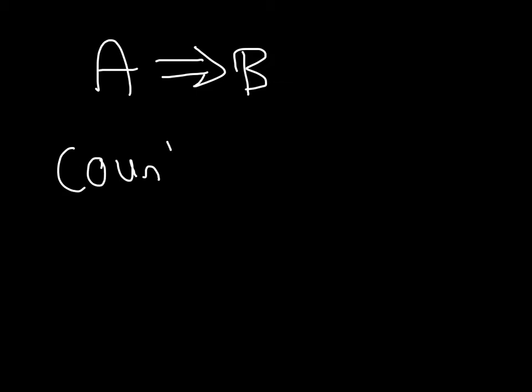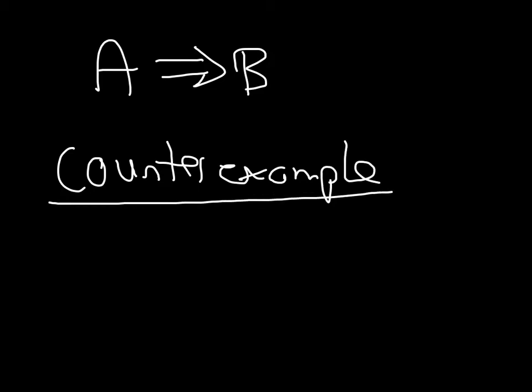To disprove a conditional statement, if A, then B, we find what's called a counterexample. All you need is one example to disprove a sentence. You just find one thing. It could be a number, it could be a person, it could be a figure, depending on the sentence. A counterexample is where the hypothesis is true and the conclusion is false.